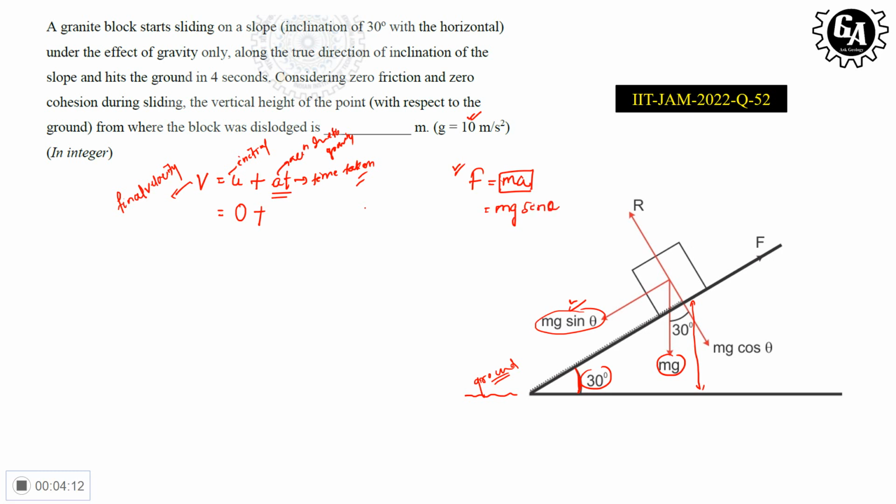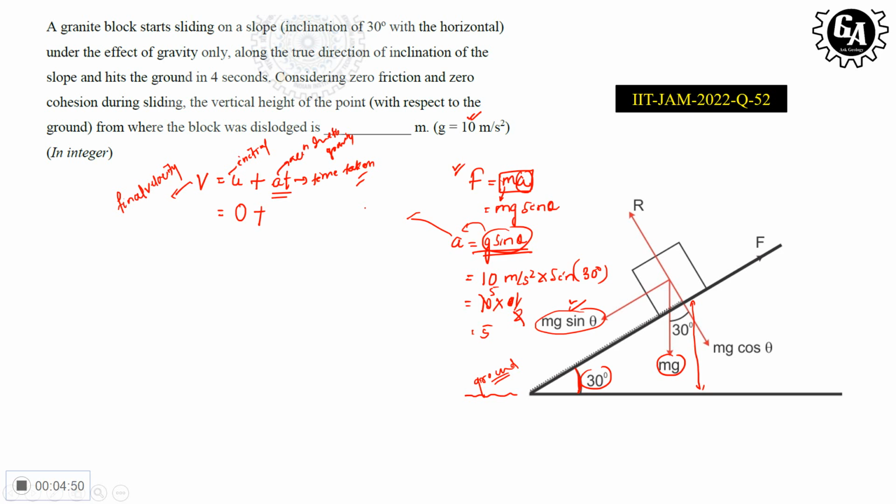So what is this a? The mass m is present on both sides, and a is equal to g sin theta, isn't it? This value of g sin theta is our a, and we have to put it here. G is given as 10 meter per second square, and theta is 30 degrees. The value of sine 30 is 0.5, which is 1 by 2, so 10 into 0.5 is 5. Acceleration is 5.